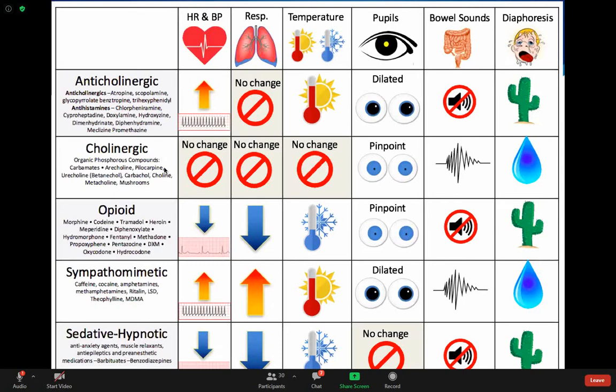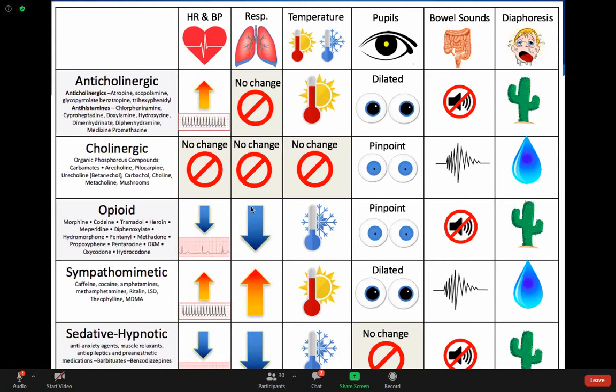Okay, cholinergic, we spoke about it. We said secretions everywhere, okay? The pupils might be small. They may have bradycardia, depending on what they ingest exactly, but they may have tachycardia also. And their bowel sounds are increased usually, very large, very loud bowel sounds, and they have increased secretions from everywhere, including sweating. Opioid, the most important is respiratory depression.